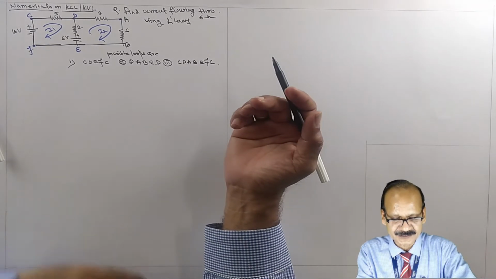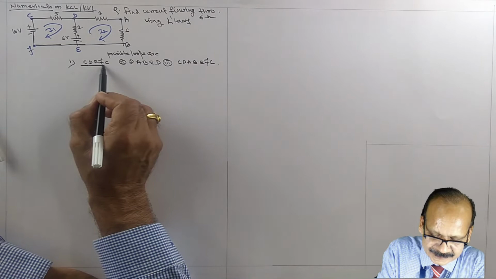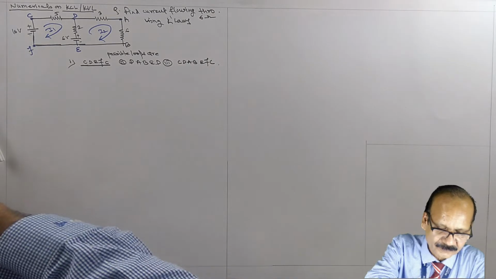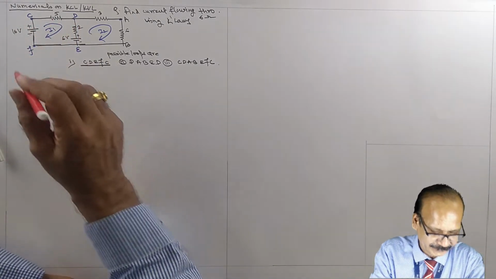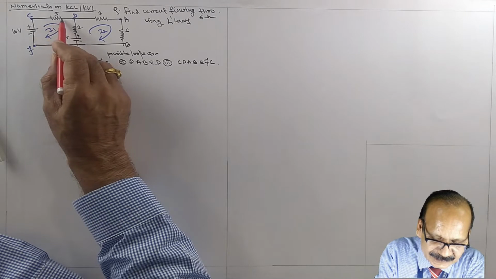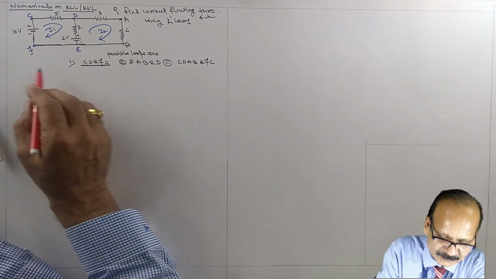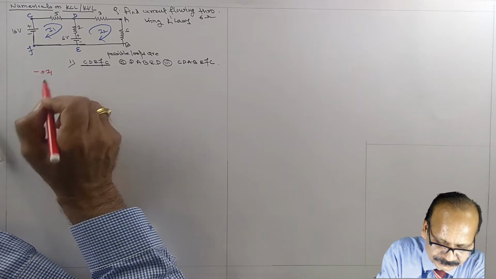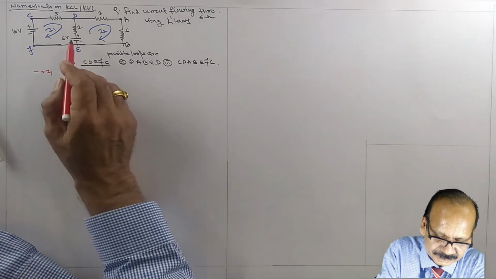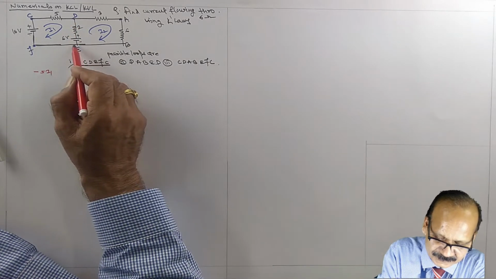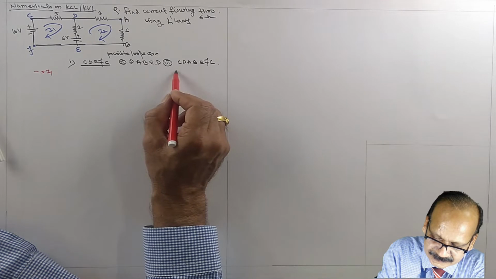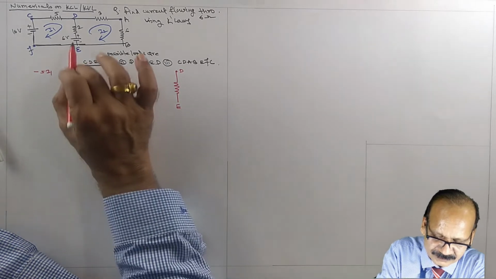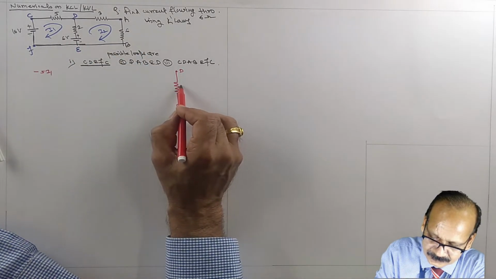Let us consider the first one, the loop CDEFC. While traveling from C to D, we are going in the direction of current, fall in potential, minus 5I1. Then D to E, say this is D and this one is E. For time being, do not consider the battery. Then this is 2 ohm.